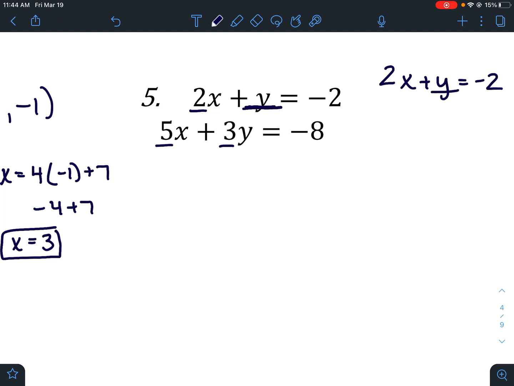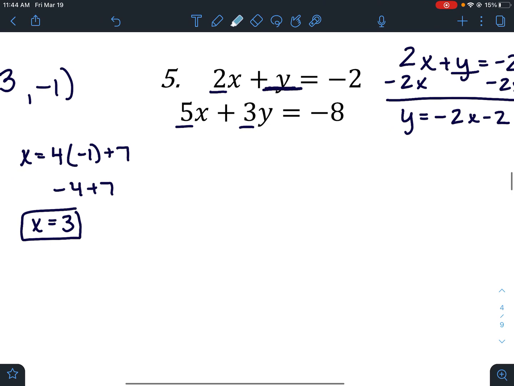So to get this y by itself, just like how we get it into y equals mx plus b form, I need to minus 2x. Bring down my y. Obviously, I can't combine an x and a number, so I'm just going to leave it. Negative 2x minus 2. Y is by itself, so now I'm going to plug this in.